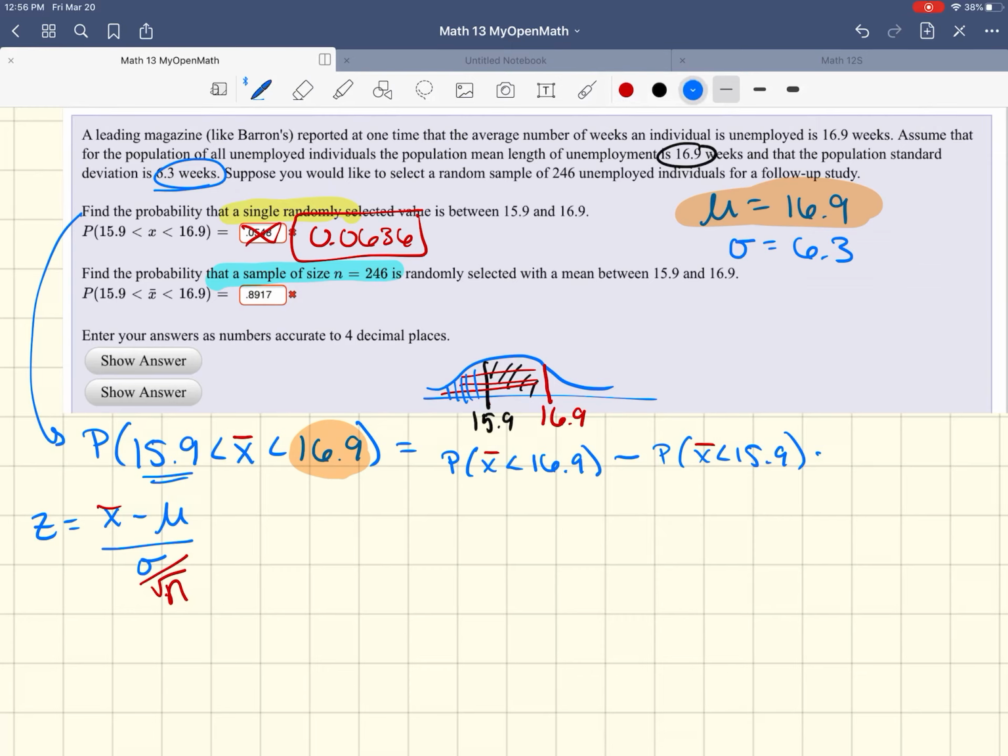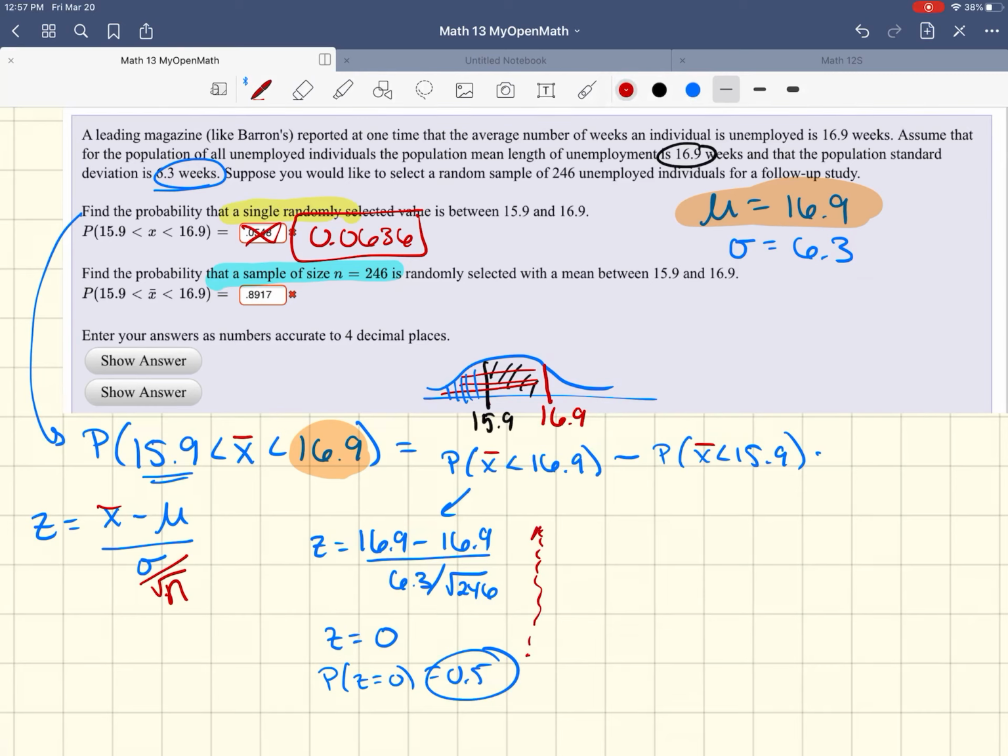Just like in the last problem, for this z-value we still have 16.9 minus 16.9 over the standard deviation. We do technically need to divide by the square root of 246, but 16.9 minus 16.9 is still going to give us a z-score of 0, which has a probability of 0.5. So putting that up here, we have 0.5.